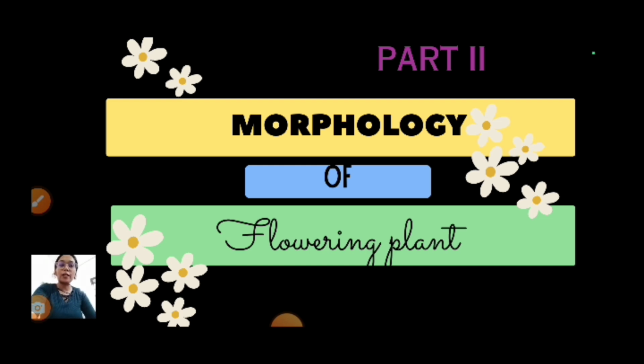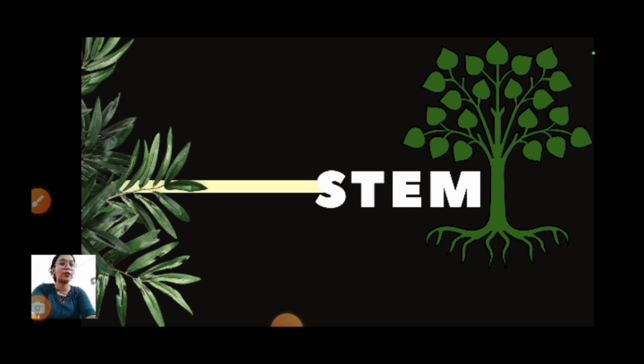So in our first part we have already discussed what morphology is, what flowering plants are, and about the roots. Types of roots, the modification of roots, and their functions we have already discussed in that video. And in this part we'll discuss stems. Alright, so let's begin.